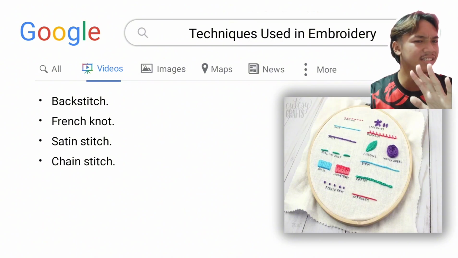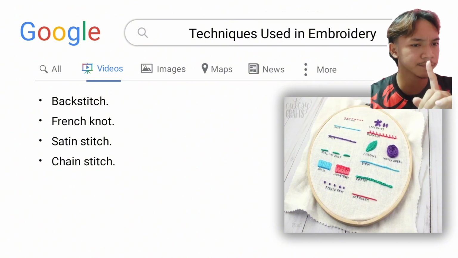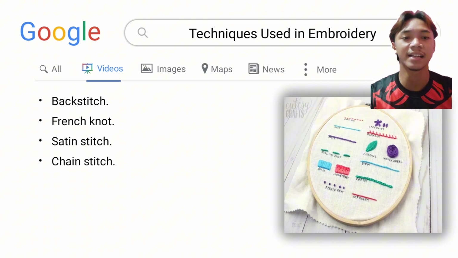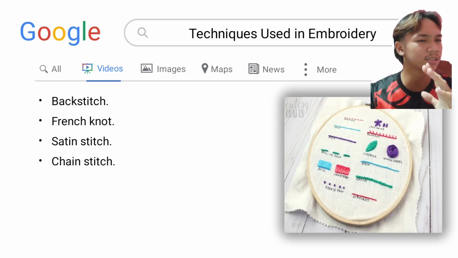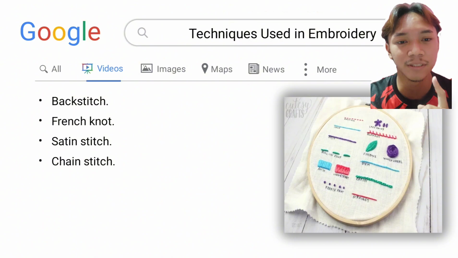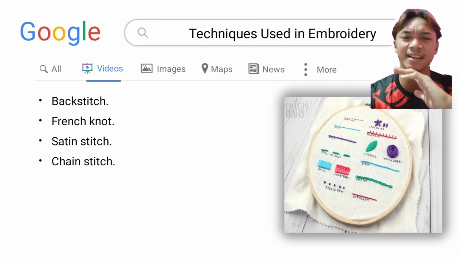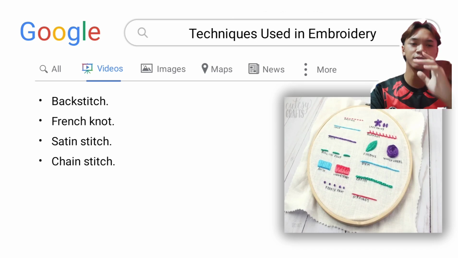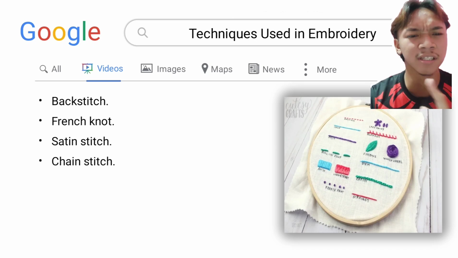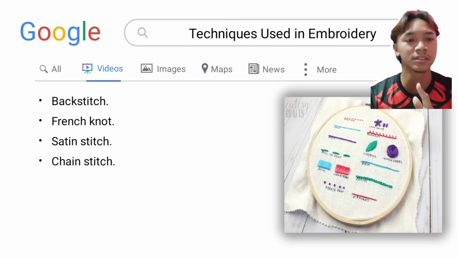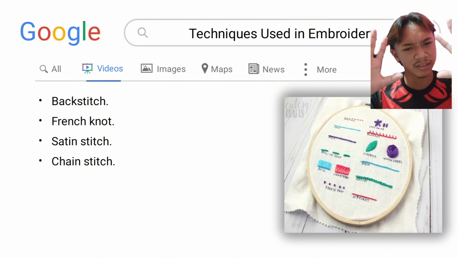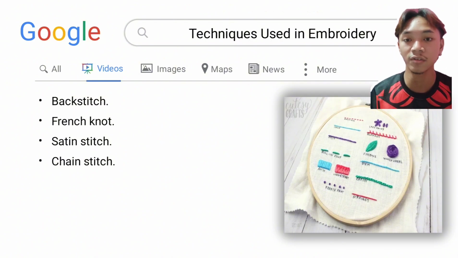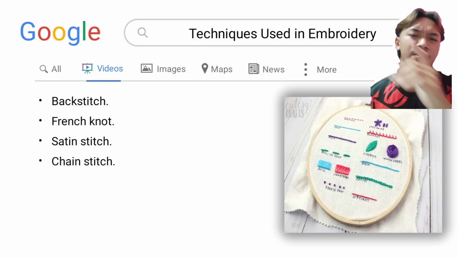The chain stitch is another popular one. It's often used in decorative designs and can be shaped into loops that resemble chains. It's elegant and adds a flowing, continuous look to a piece. Of course, these are just a few examples. There are hundreds of other techniques, but these basic stitches provide a strong foundation for any embroiderer.